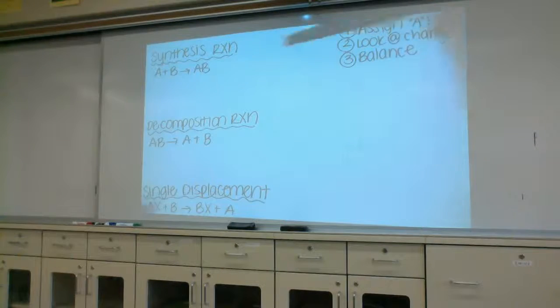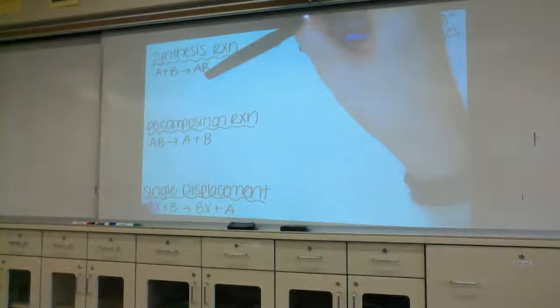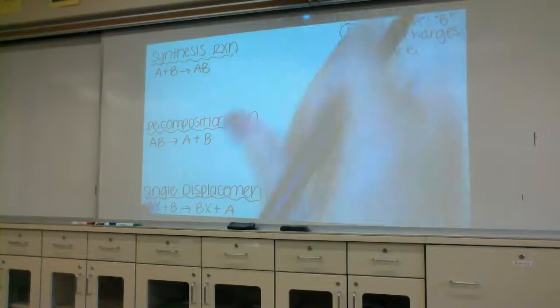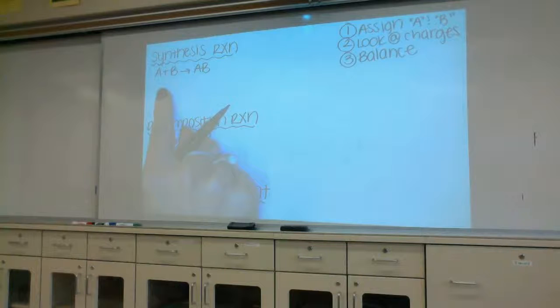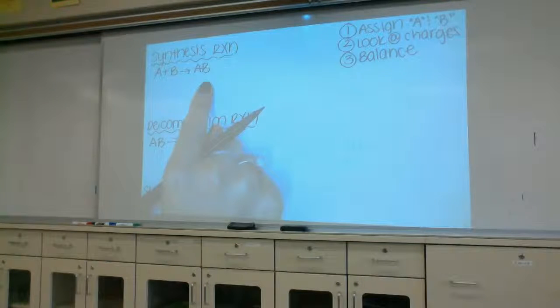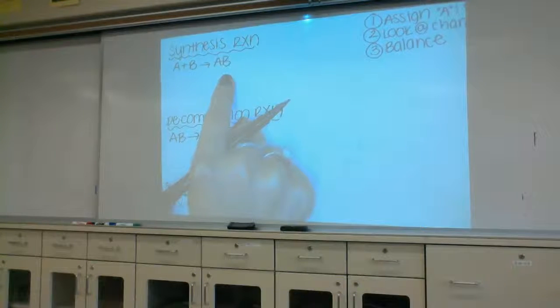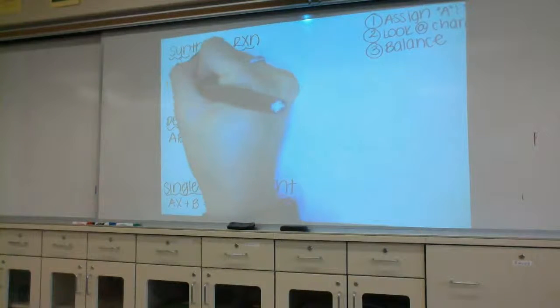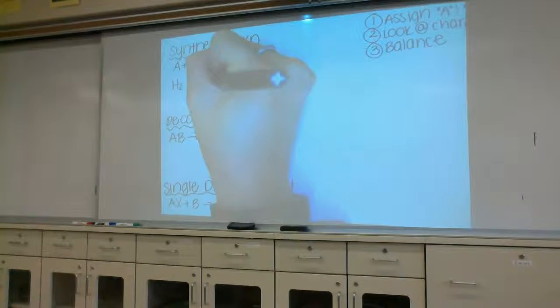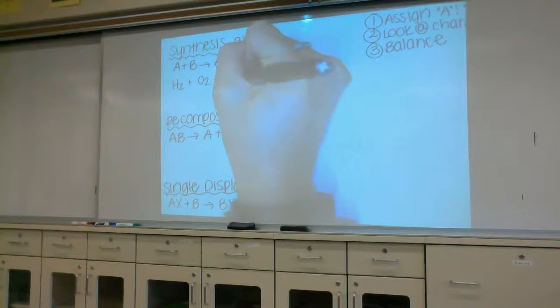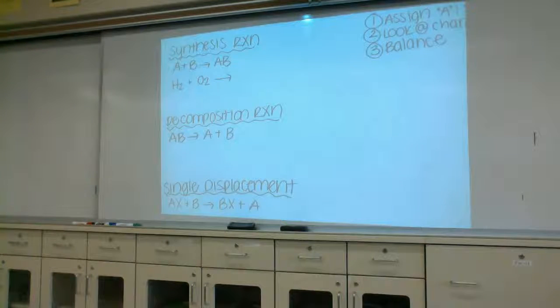Synthesis reaction is A plus B forms AB. So I'm taking 2 smaller compounds or elements and combining them together to get my final product of AB, okay? So the first example that you have on your paper is H2 plus O2 produces what? I know we've already gone over this, but let's just talk through this as a refresher.